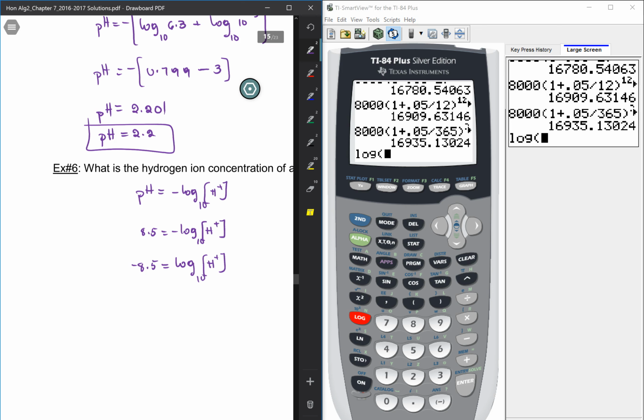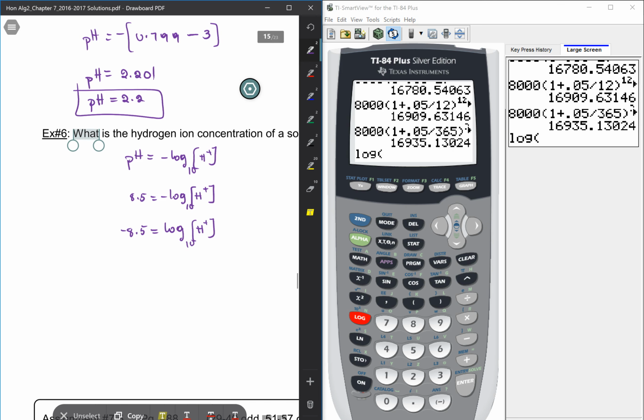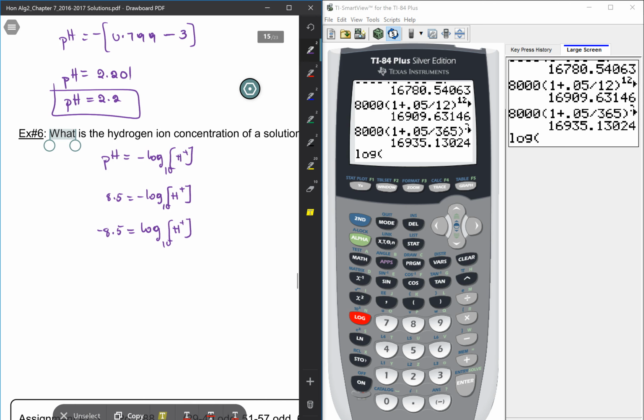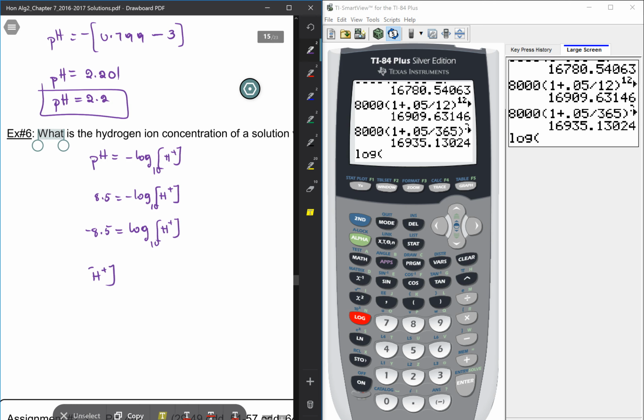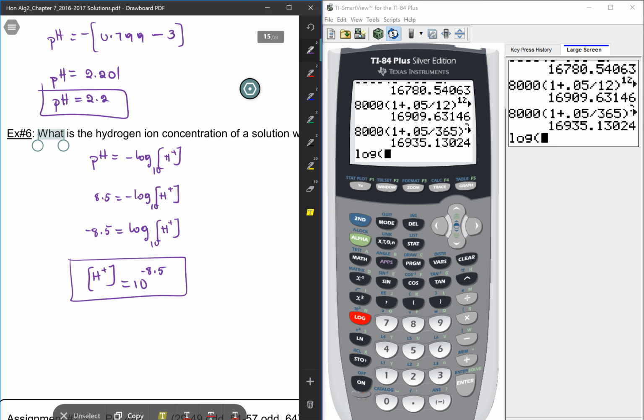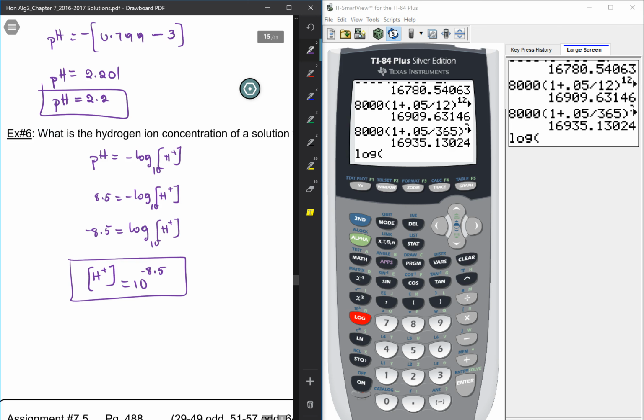All right, so how would we be able to find the H plus here? Would it be 10 to the power of negative 8.5? Okay, right. So 10 to the power of, remember, this is the base, this is the exponent. So H plus ion concentration is equal to 10 to the power of negative 8.5. Okay? So there are 0. How much? 0, 0, 0, right? There are that many.